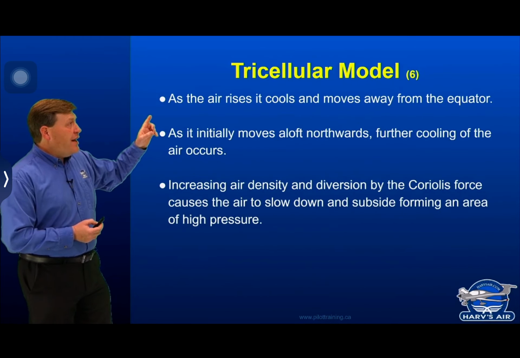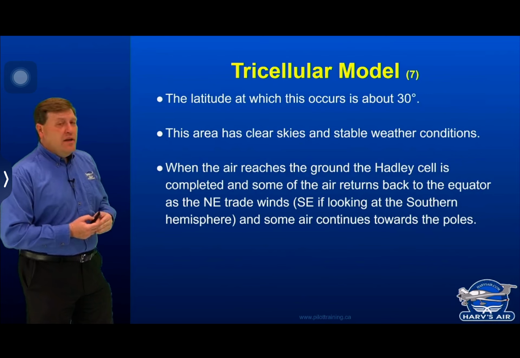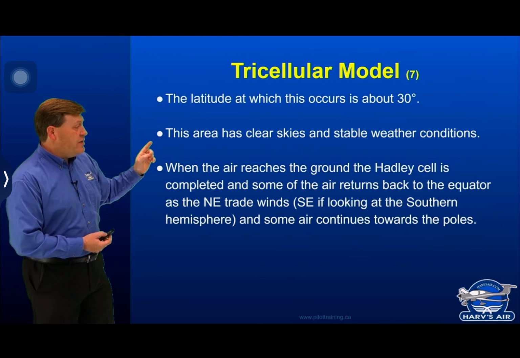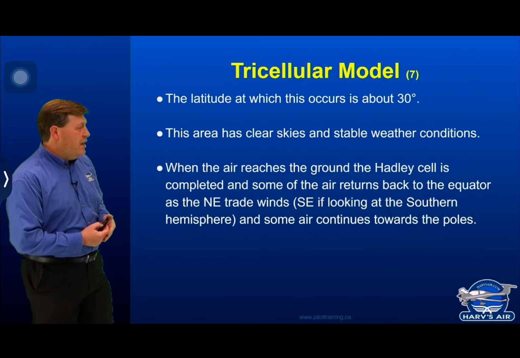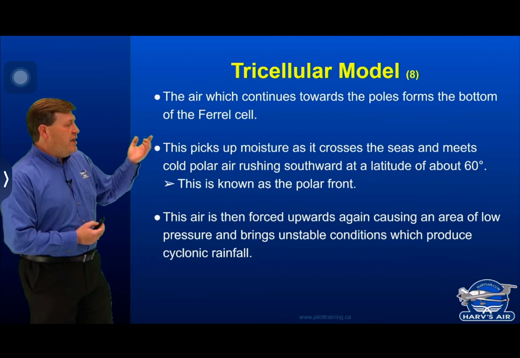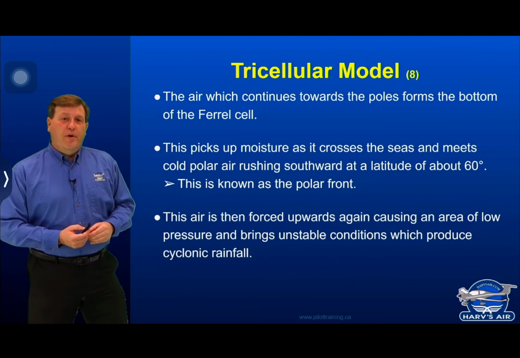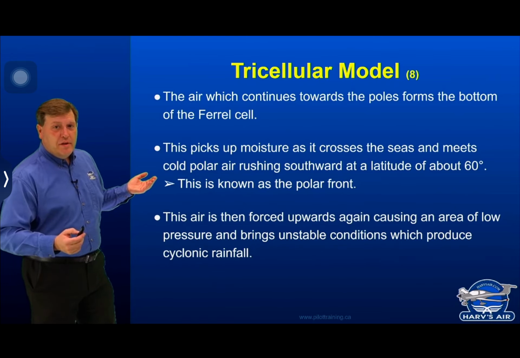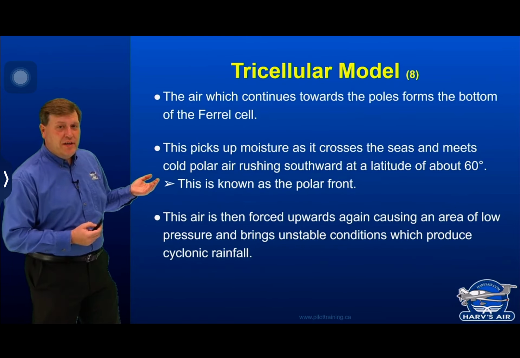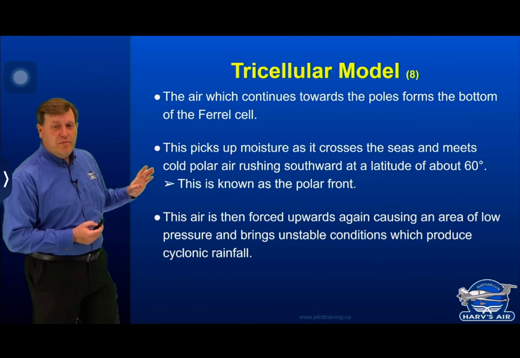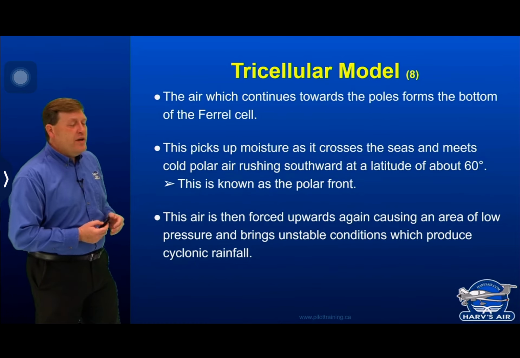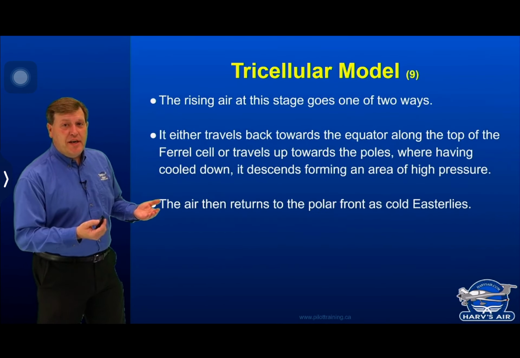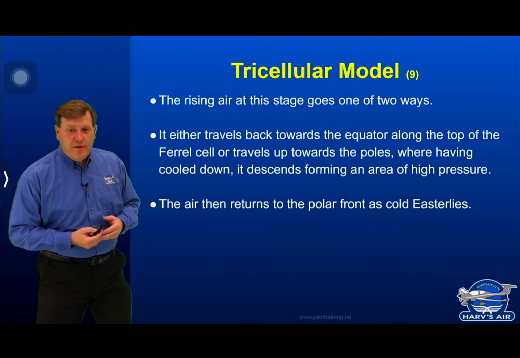So we've talked about how the air circulates from there. I've shown you that space photo to show you that, yeah, at 30 degrees, clear skies and stable weather conditions. Eventually, we get to the poles, and remember, that flow returning from the Ferrel cell now causes the air to move upwards again. This is the area that we call the polar front. As you saw on the space photo, we have unsettled weather again.